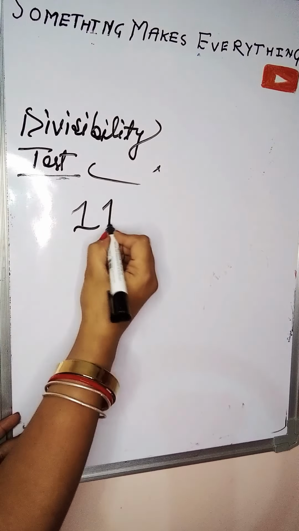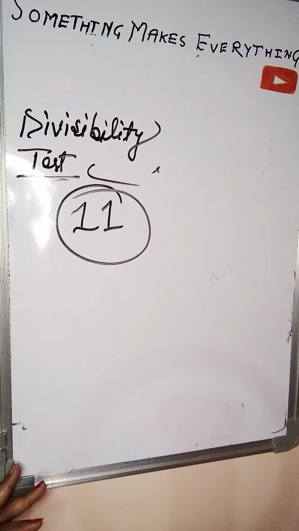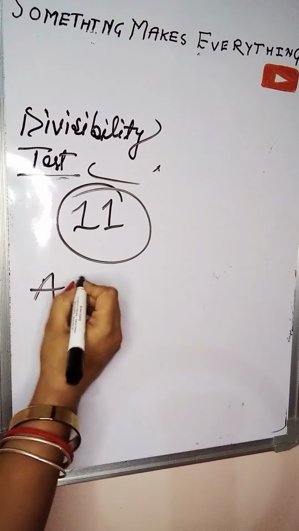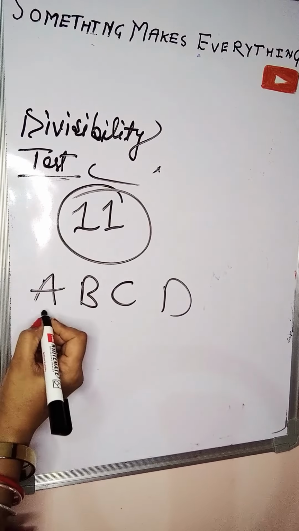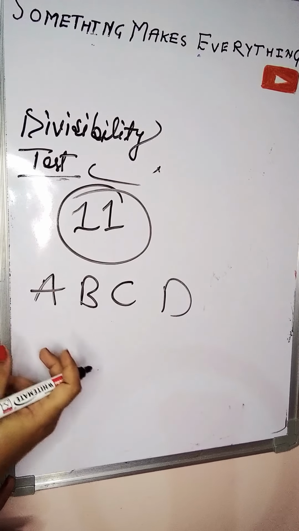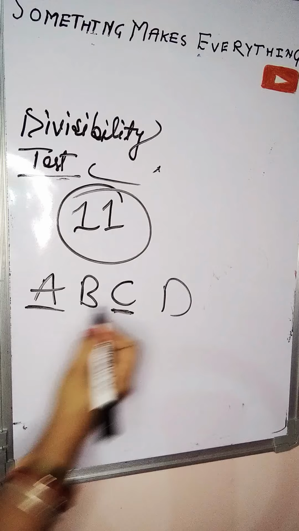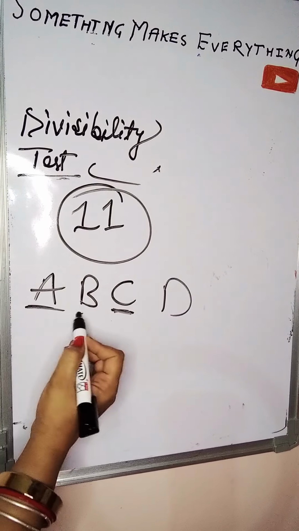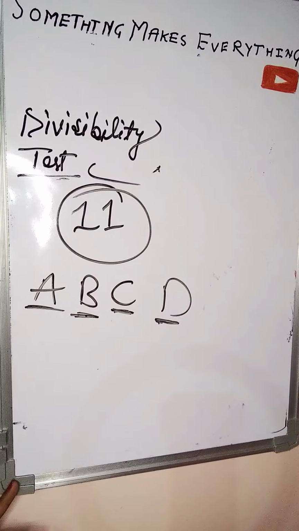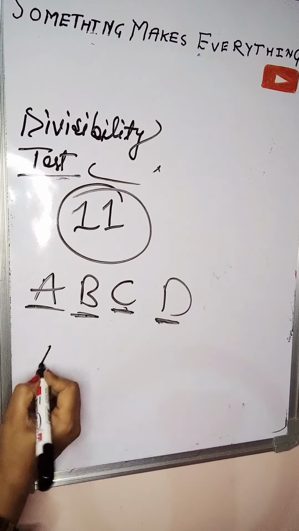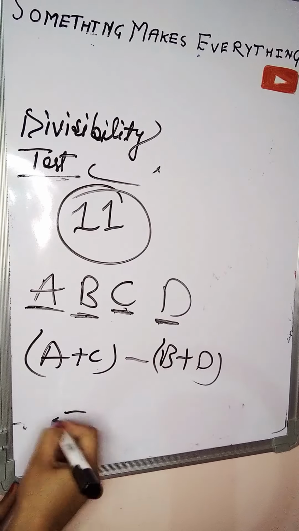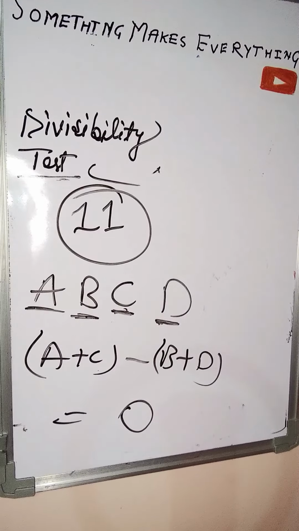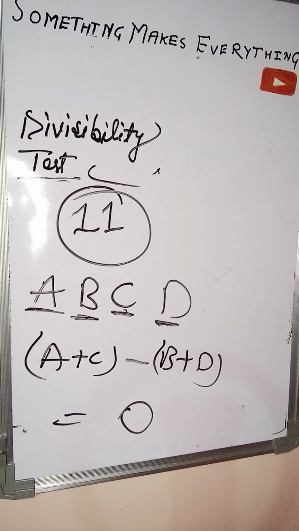Now number 11 also. For the number 11, we have one rule here. Suppose we have A, B, C, D. Got it now? The digits at the odd places and the digits at the even places, the difference has to be 0, which means A plus C minus B plus D has to be 0, so that the whole number will be completely divisible by 11.